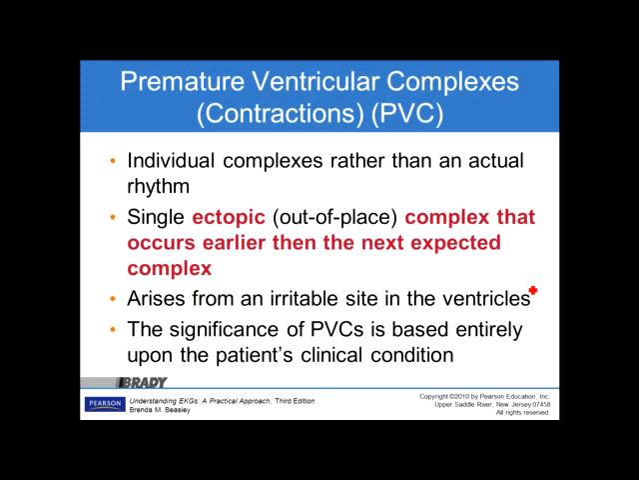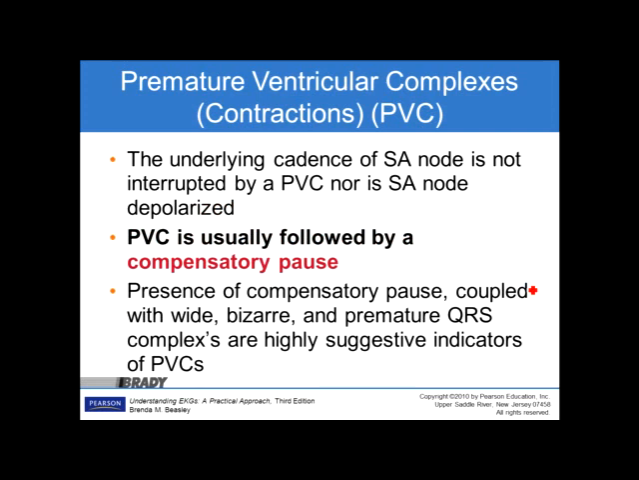Premature ventricular complexes. Individual complexes rather than an actual rhythm. A single ectopic, out-of-place complex that occurs earlier than the next expected complex arises from an irritable site in the ventricles. Significance of a PVC is based entirely upon the patient's condition. The underlying cadence of the SA node is not interrupted by a PVC, nor is the SA node depolarized. The PVC is usually followed by a compensatory pause. Presence of a compensatory pause coupled with wide, bizarre, and premature QRS complexes are highly suggestive indicators of a PVC.